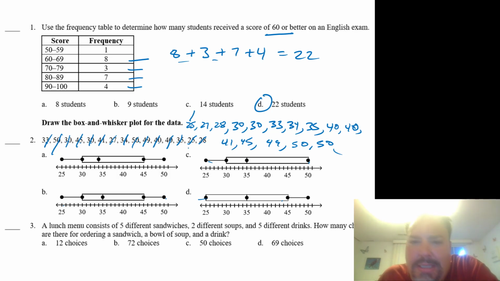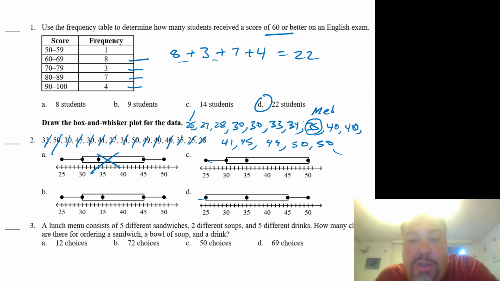So that means that the middle number is going to be the 8th number in the list. 1, 2, 3, 4, 5, 6, 7, 8. So that should be our median, and that's where the middle dot should be at 35. So this one does not have a median at 35. It looks like it's at 34. The rest of these do.